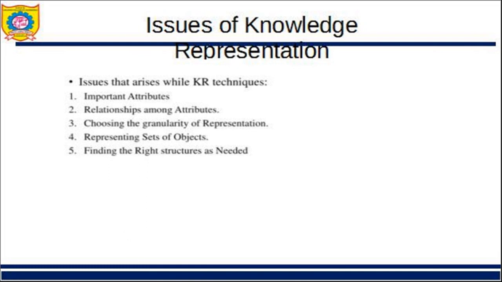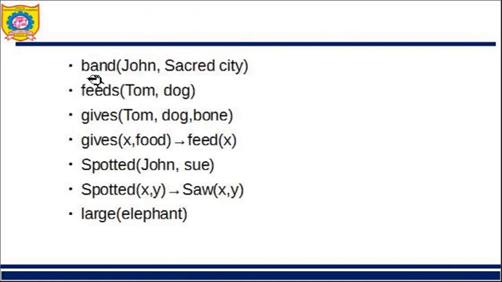The second one is relationships among attributes. What about the relationships between attributes? You have various relations such as inverse, existence, and techniques for reasoning about values, such as single-valued attributes. I'll show you with the help of an example. My statement is: John plays in a band called Sacred City. So here I have given John, band, Sacred City. These are the values.